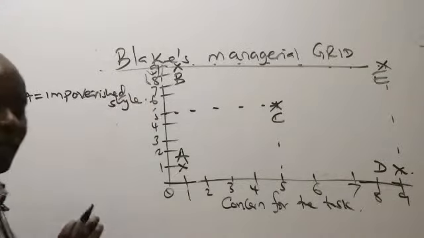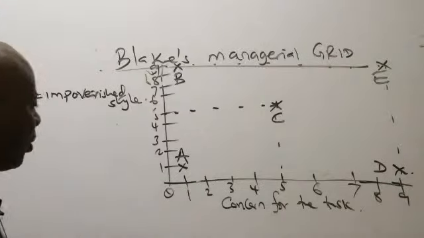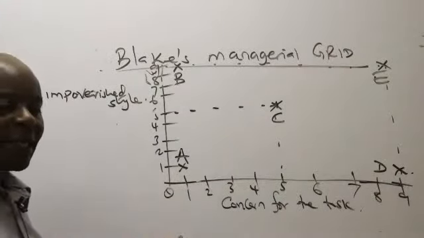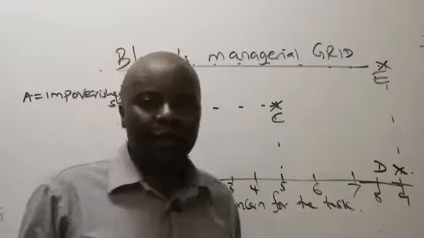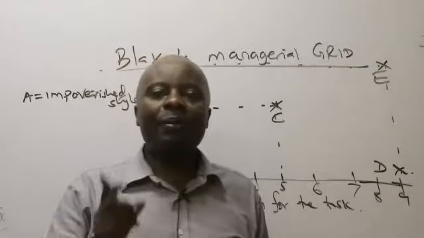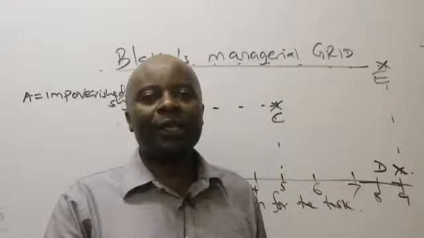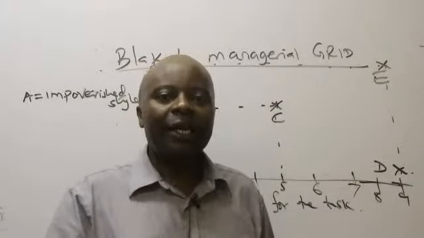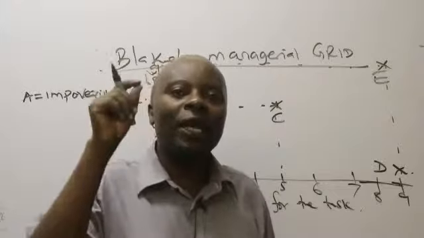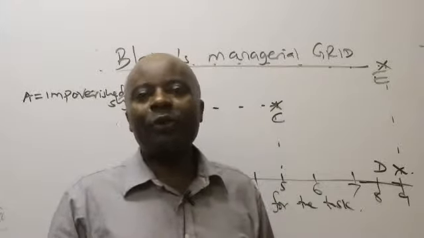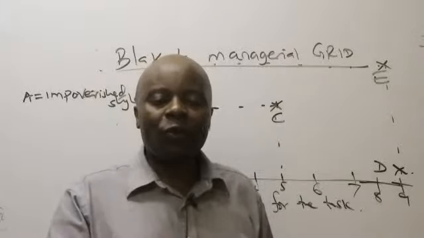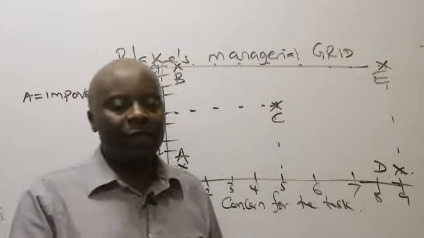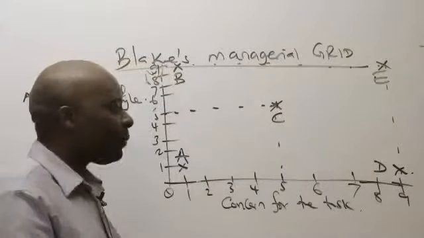So manager A has no concern for people, no concern for task. This is a bad style of a manager. If you give the manager, for example, project management tasks, like the JIRA module, you see that all his tasks are late, and he doesn't have any concern for the employees. So this is a very poor type of manager.